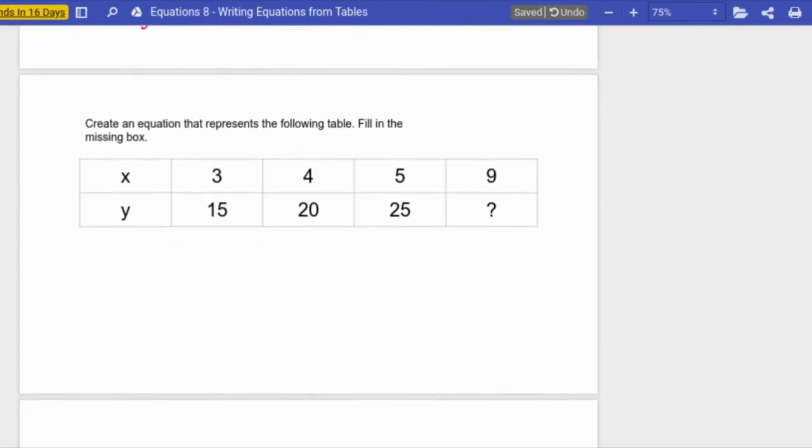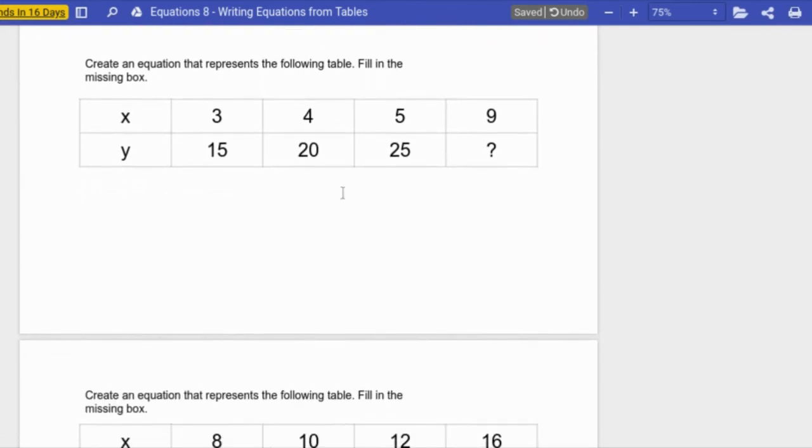All right, let's try that again on this one. So again, we have our x and we have our y. We have our input and we have our output. Our goal is to find the rule. What am I doing to x every time so that I get that y? So we're looking for the relationship. I can check adding this time, but to get from 3 to 15, I would have to add 12. So is 4 plus 12 20? No, 4 plus 12 is 16. So that's not going to be my rule.